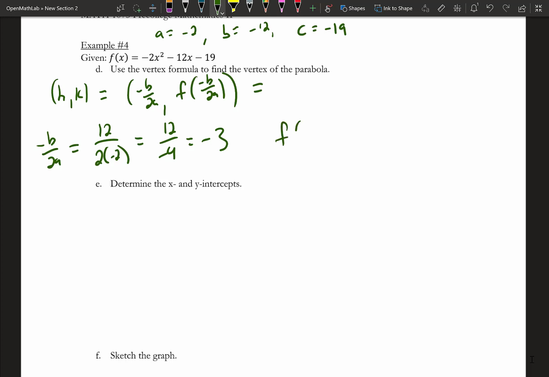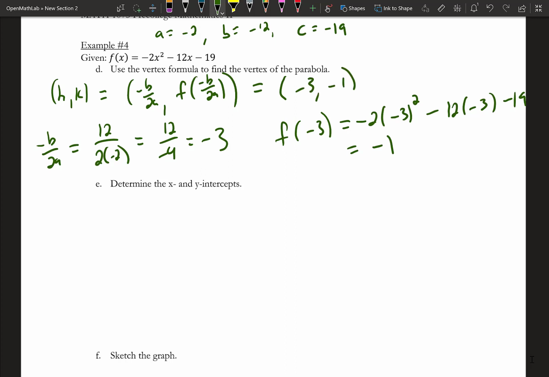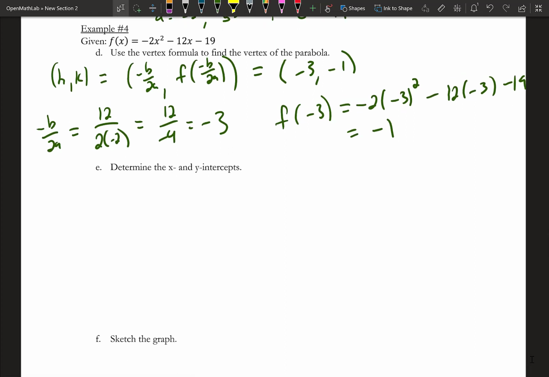Then I need to find f of -3, which equals -2 times (-3) squared minus 12 times -3 minus 19, and this simplifies to be -1. So my vertex is the point -3, comma, -1. So this is what I was asked to find for part A, right? Now I want to find any x and y intercepts. If I graph this a little bit, just a rough sketch, -3, -1 is going to be somewhere around here, right?